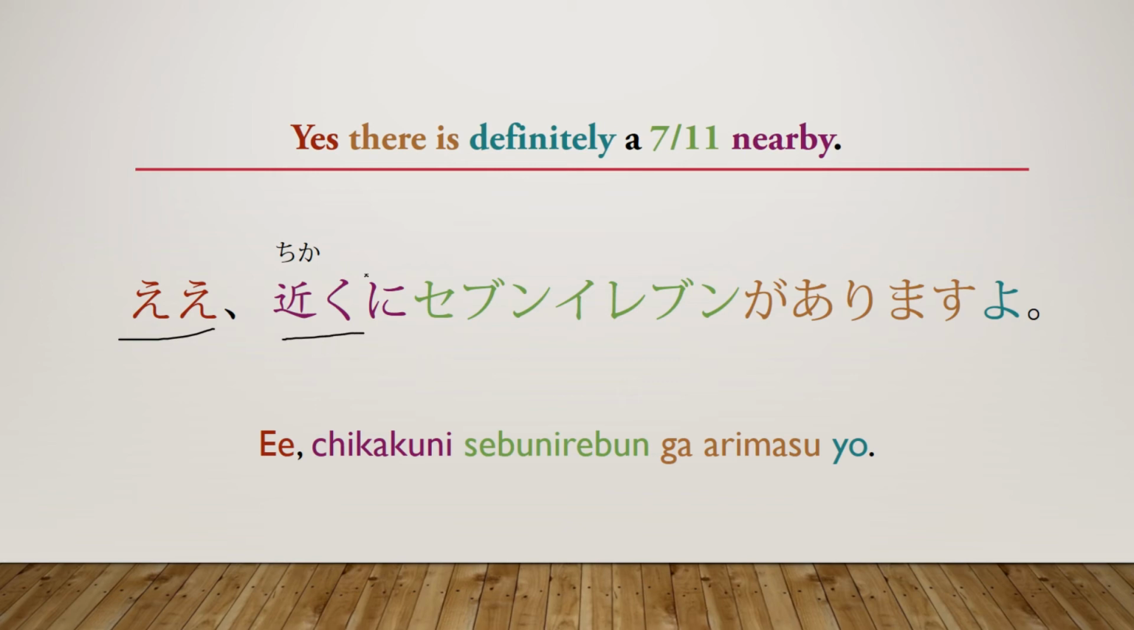Then we have chikaku ni. That just means nearby. Chikaku or chikai means close or near. Chikaku is the adverb form of it. So chikaku ni is the close by, nearby version of that. Then 7-Eleven. This is 7-Eleven. That is just it in katakana.